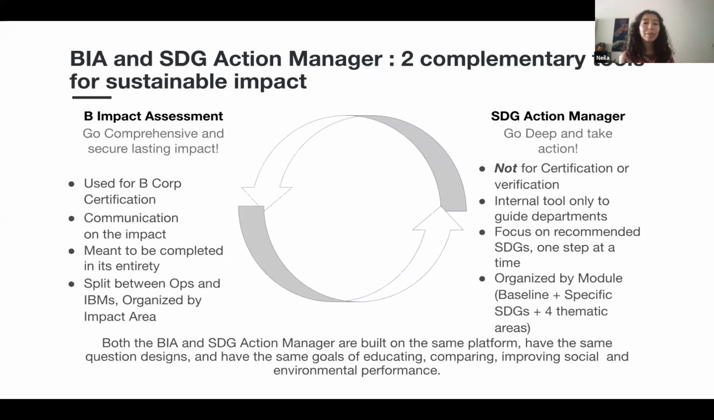So again, the two of them are complementary, because the SDG Action Manager can help you to go deeper in specific topics, as compared to the BIA that helps you to have a more comprehensive vision about all your governance model itself, and to set the structure right for sustainable actions that you would take. So I recommend to use both together in order to make sure that the actions that you are doing are ambitious enough and sustainable over time.